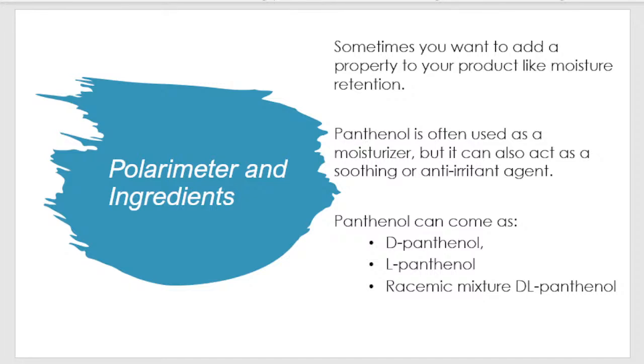Panthenol, since this is the example we're using, comes in two different types: D-panthenol and L-panthenol. And the D-panthenol is the one that is optically active, but there's also one that is a mixture of both D and L, which is the D and L panthenol. So a polarimeter is used in this example to measure how much panthenol your product has, if that's what you choose to use. So that was just an example of a specific use of polarimeters for ingredients that would change or add to the property of your product.